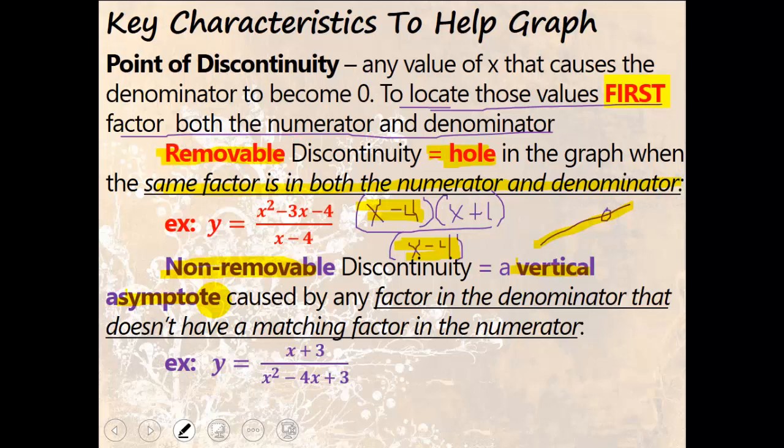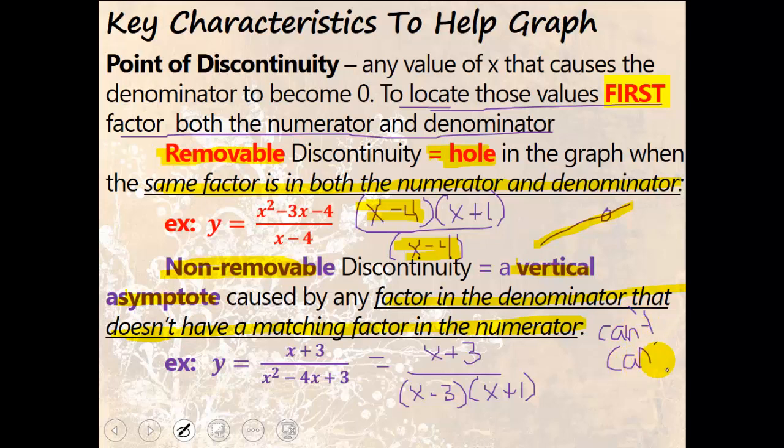And this is caused by any factor in the denominator that doesn't have a matching factor in the numerator. So let's factor this one, and this stays the same. There's nothing to factor out of that one, and this becomes x minus 3 times x plus 1. In order for a factor to be the same, it must match term by term, sign by sign. See how this is x plus 3 and this is x minus 3? They can't cancel.